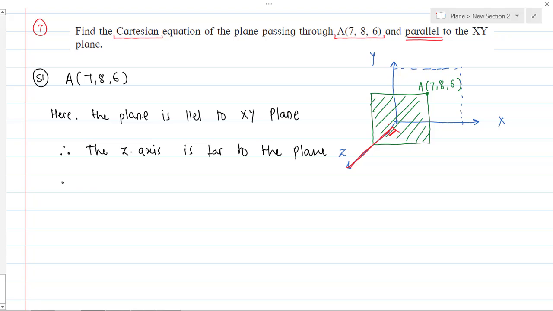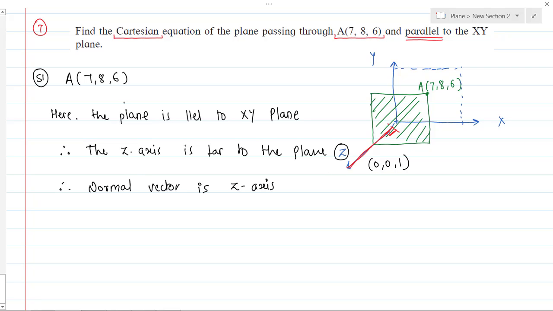Okay, therefore the normal vector is the z-axis? Yes or no? I can say now the normal vector is the z-axis. So can you give me the direction ratios of this z-axis? This is nothing but 0, 0, 1. Yes, these are the direction ratios of the z-axis, 0, 0, 1.